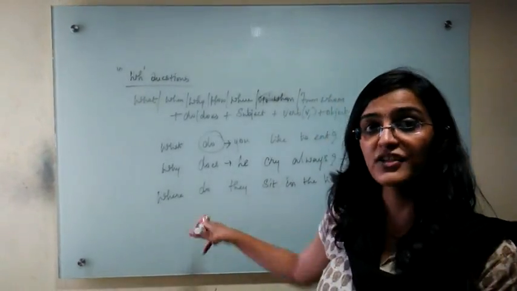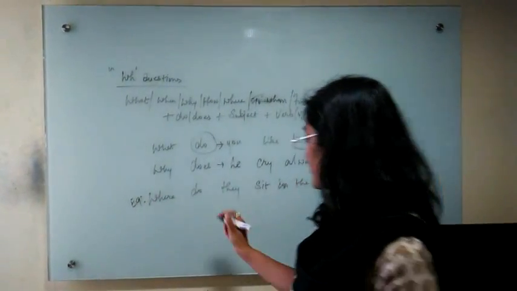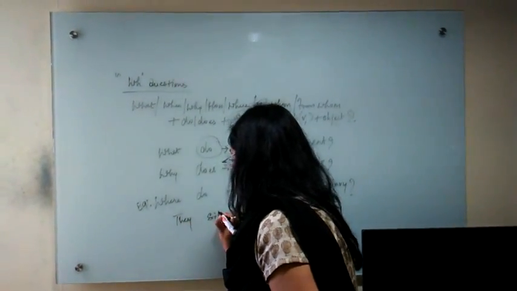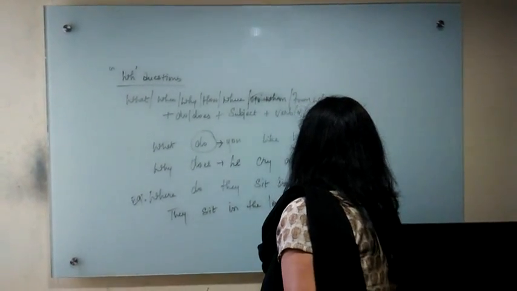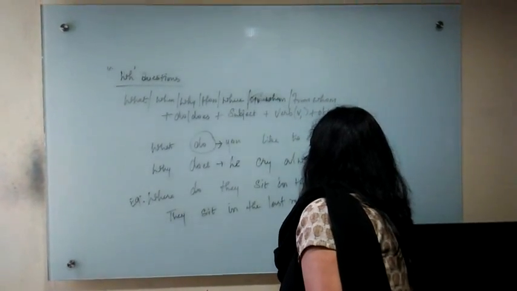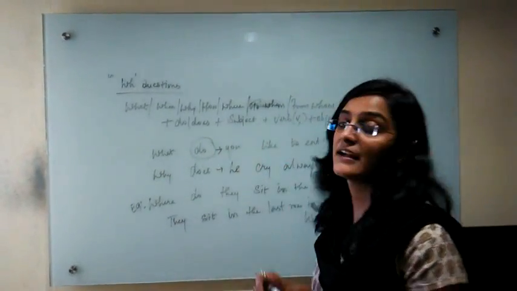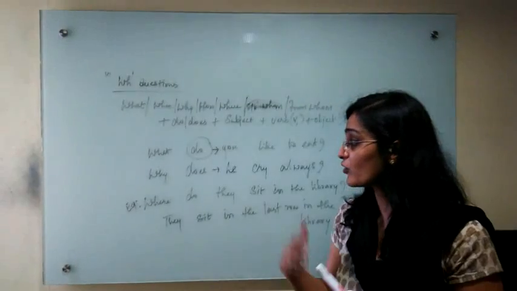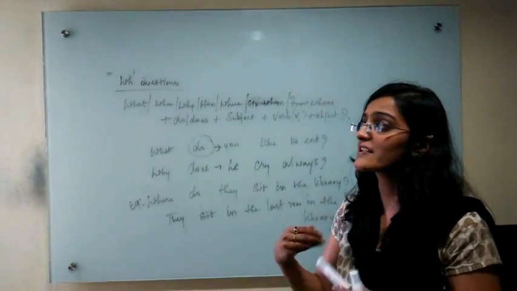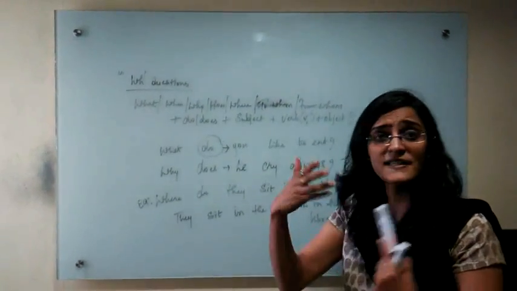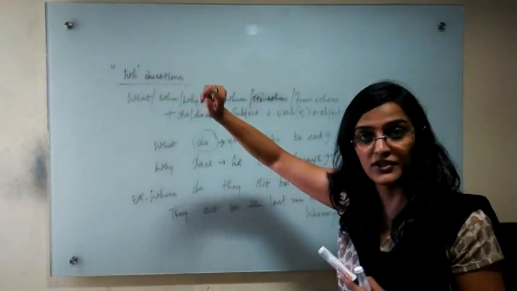For these types of questions, you need to answer completely. For example, where do they sit in the library? They sit in the last row in the library. These are a few types of sentences that can be formed. So, what do you like to eat? I like to eat chapatis or rotis. Why does he cry always? He always cries because he misses his mom or his parents. So these are the types of questions that can be formed with WH.